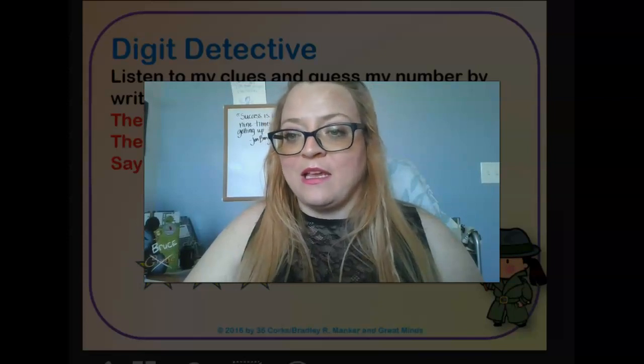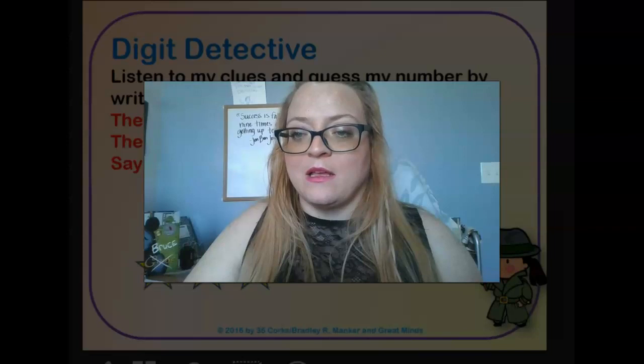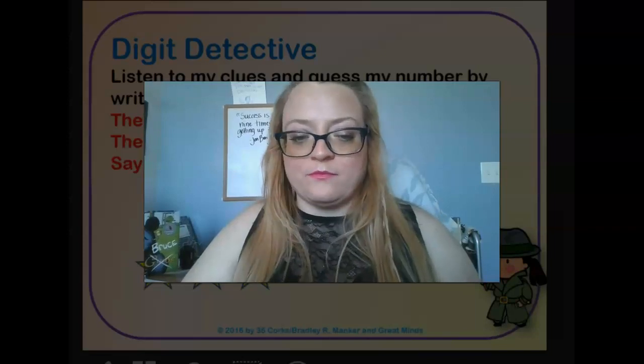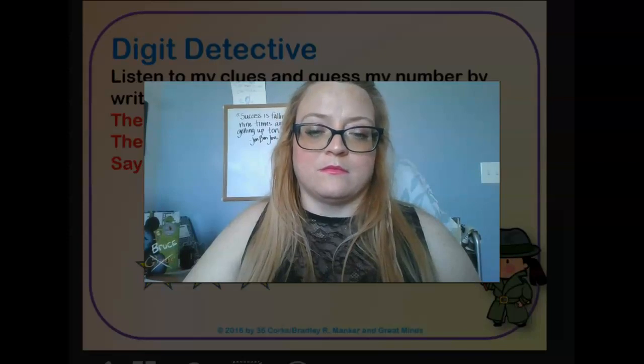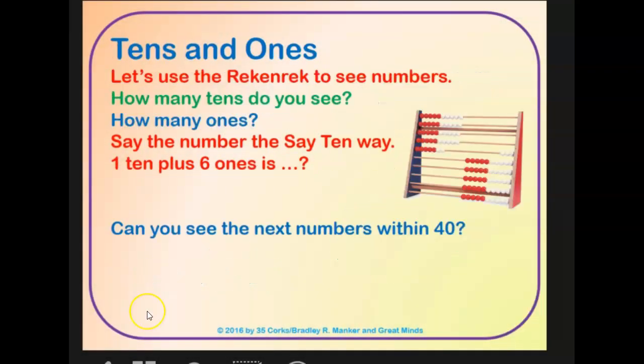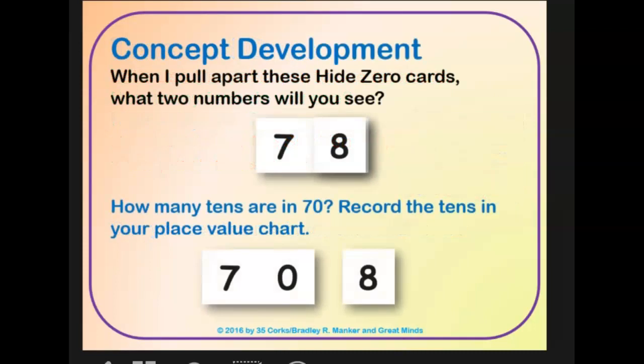All right, so sometimes we use a rekenrek. We're not going to do that today. Okay, so if I have the number 78, and I move the 8 because it's in the ones column, what number will be behind that 8? A 0, because I've got 70 and 8, right?